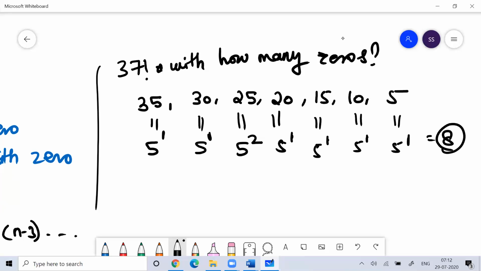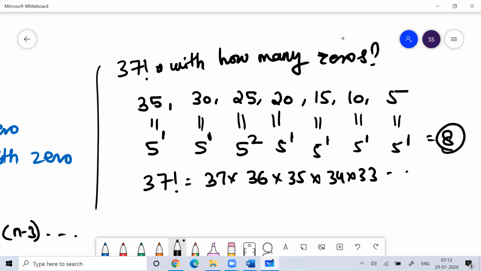Why is 25 counted as 2? Because 25 is 5 square, so 2 fives are there. So you just need to count, when you are writing 37 factorial, 37 into 36 into 35 into 34 into 33, and so on. You know that after every alternate number, a 2 is there.